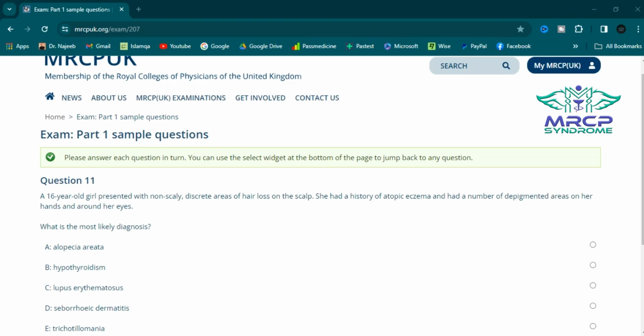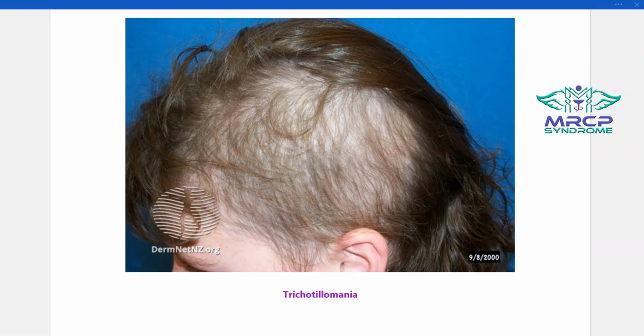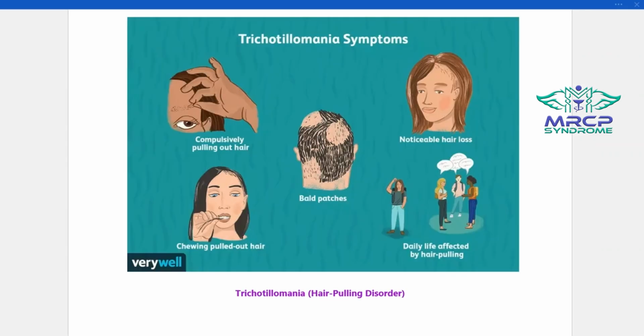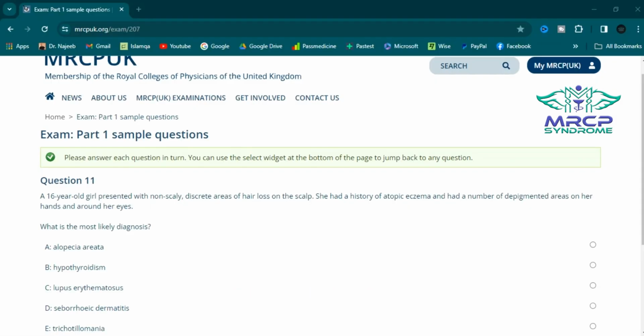Trichotillomania is also known as hair-pulling disorder. Tricho means hair, tillo means pulling, and mania refers to psychiatric association. Trichotillomania is a psychiatric disorder characterized by a recurrent irresistible urge to remove or pull one's own hair, especially from the scalp, eyebrows and eyelids, which will ultimately lead to alopecia. This is a pictorial of a patient affected with trichotillomania. Trichotillomania is always associated with a psychiatric disorder rather than an autoimmune disorder.